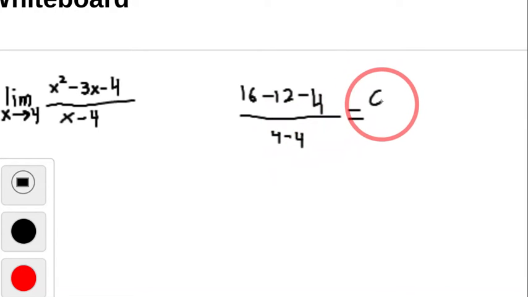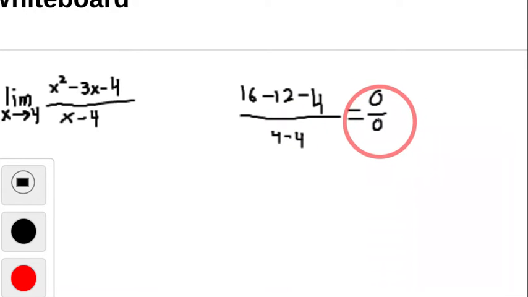So 0 over 0, as you know, is undefined, but specifically because it's 0 in both the numerator and the denominator, this is what's called an indeterminate form. There are several indeterminate forms. This one will show up a lot.